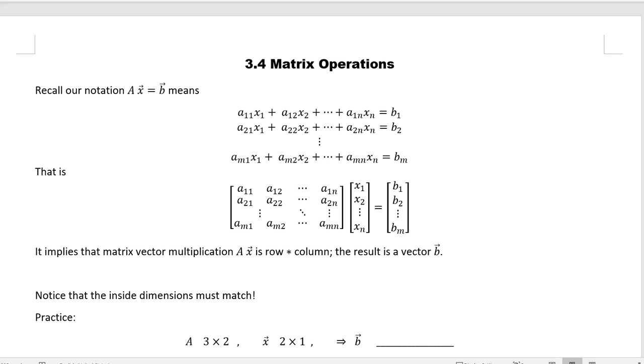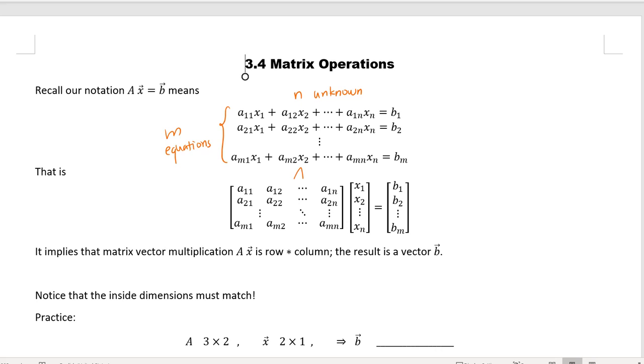So given a linear system with m equations and n unknowns. So here we have m equations and n unknowns. We can write down the matrix vector form. So this is the matrix vector form.